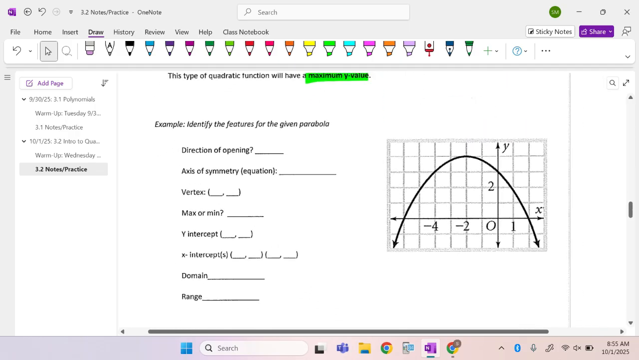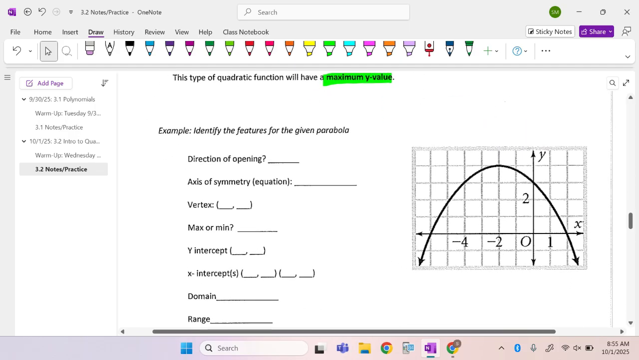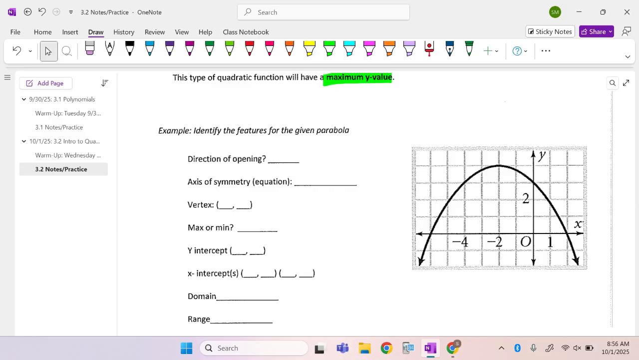So let's put it all together and identify everything in this graph. First off, what's the concavity or the direction of opening? Is it going up or down? It's opening down. So based off of that, are we going to have a max or min? Max. In other words, our vertex is the highest point.